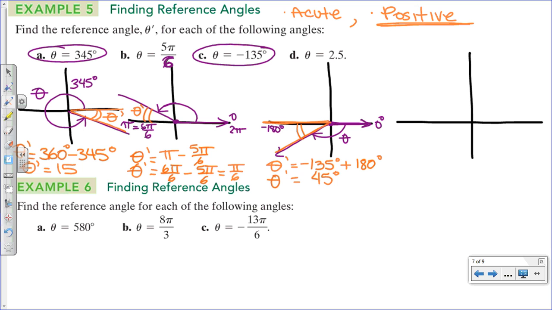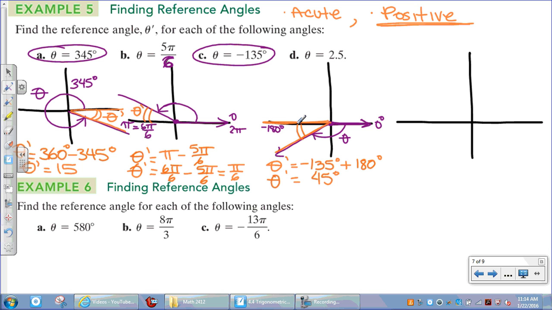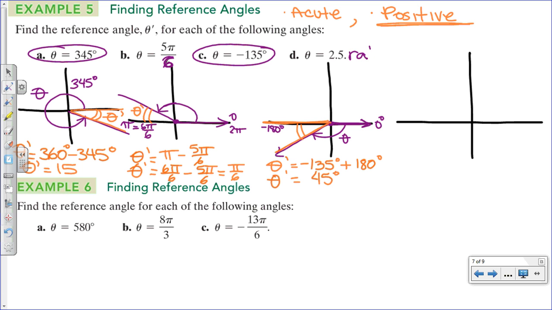All right, now the last one here is in radians. How do I know it's in radians, guys? It doesn't have pi. It doesn't have the symbol for degree. Well, degrees could also be in decimals, but the fact that it doesn't have the degree symbol right here tells me that if it's not degrees, then we're talking about radians. So this is 2.5 radians. Think about it. If this is pi, what is an approximation of pi?